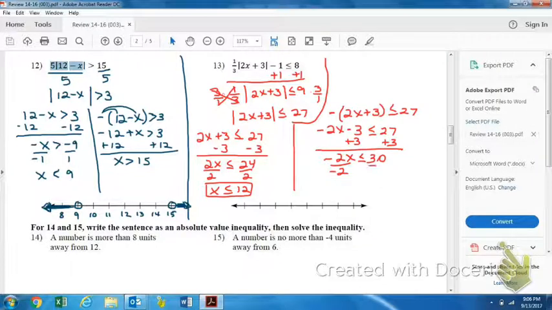Divide both sides by negative 2. And the two negatives make a positive, and the 2's cancel. You're left with x. It's not less than anymore. It's greater than because we divided by a negative. And it's negative 15.